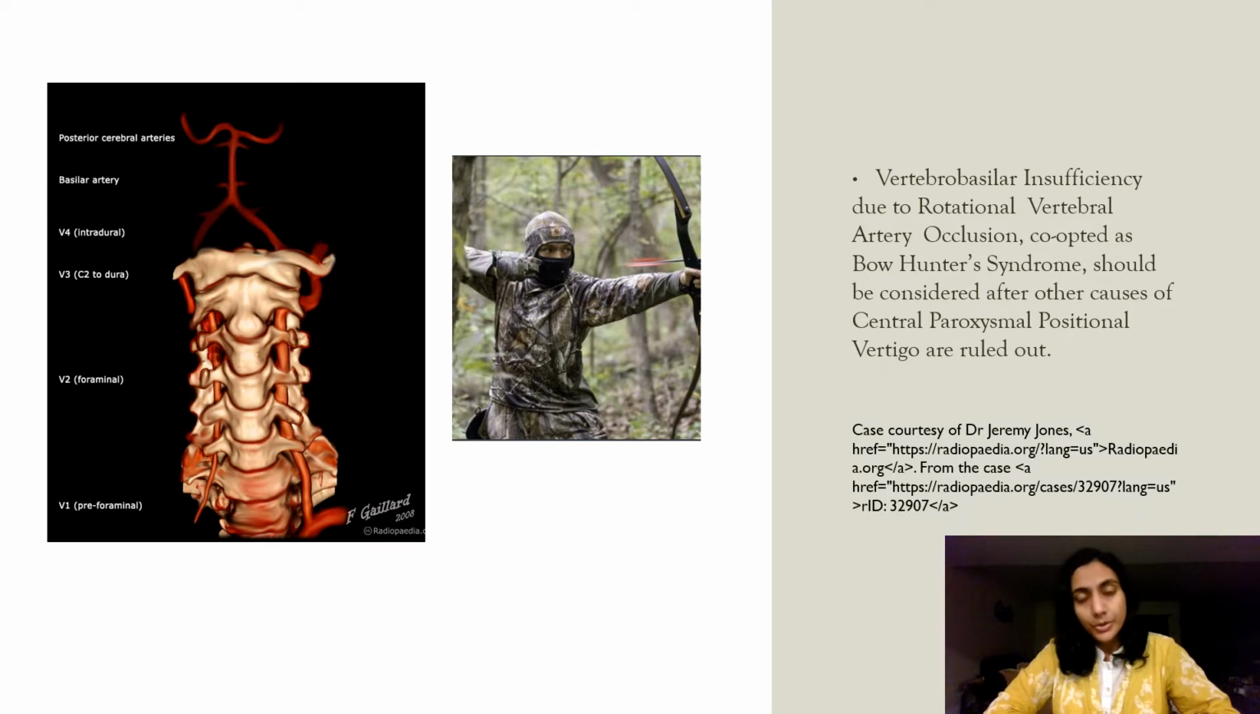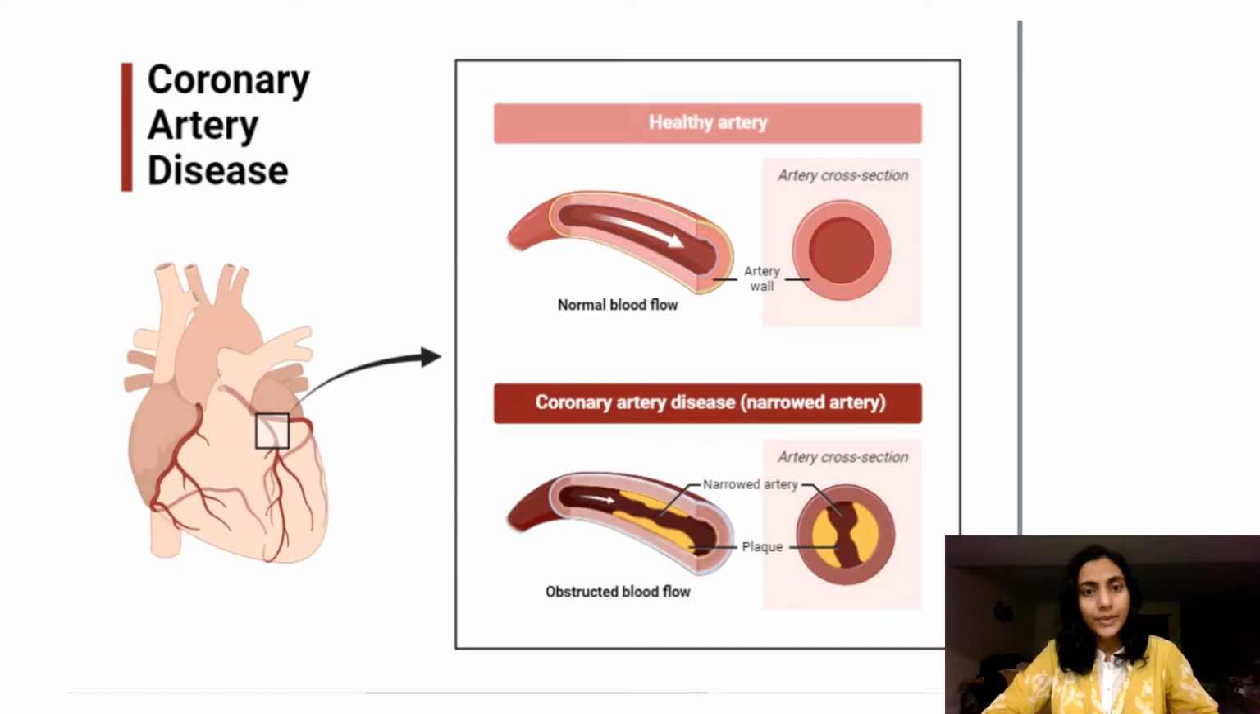In Bow-Hunter syndrome, head rotation of more than 30 to 45 degrees to either side causes the transverse process of a cervical vertebra to mechanically compress the vertebral artery, reduce blood flow, and cause symptoms. The analogy of coronary artery luminal occlusion is given just to give you a visual image of what the narrowed lumen looks like and why it could lead to reduced blood flow.